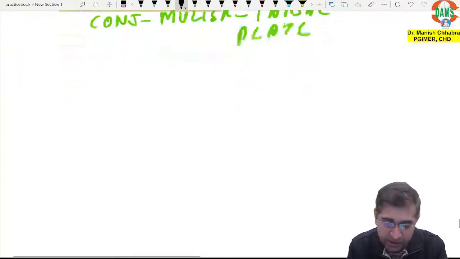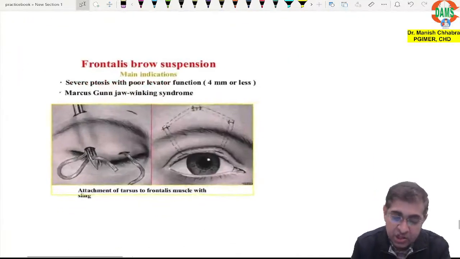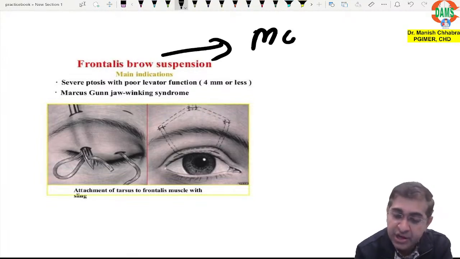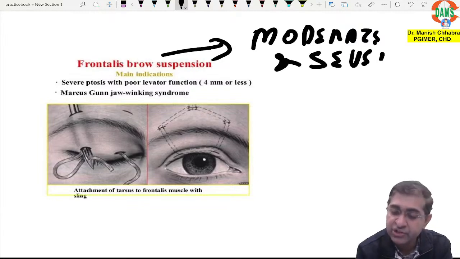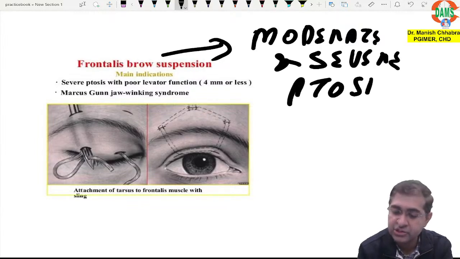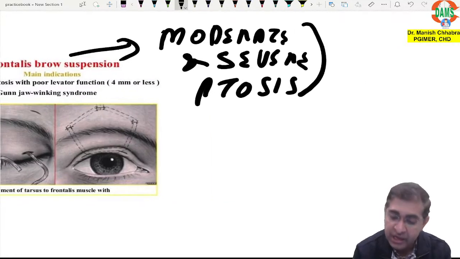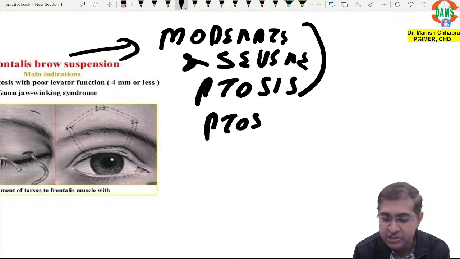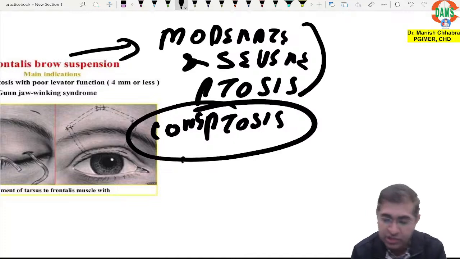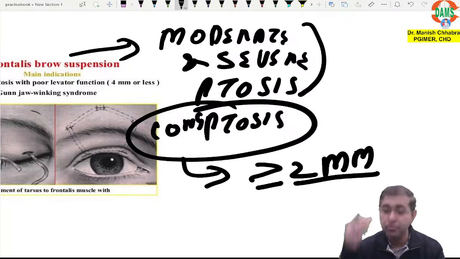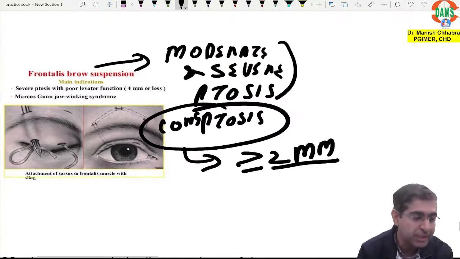And frontalis sling is this. This surgery is the surgery of choice in moderate and severe ptosis. Moderate and severe means, I am talking of congenital ptosis, frontalis sling if the drooping is more than or equal to 2 millimeter.